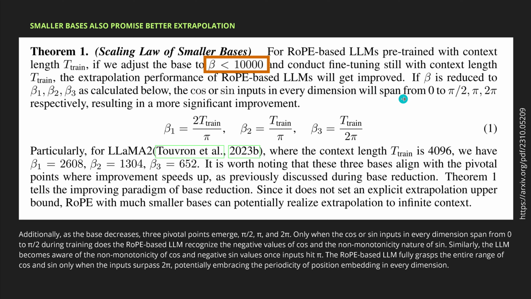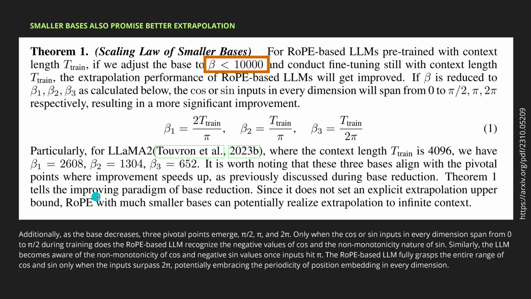And if we have particular, you remember we have the cosine and the sine, if we have particular points, we have 3 points of half pi, pi, and 2 pi, then we have stable islands of improvement. And for the Llama 2, we can calculate here with the context length of 4K. We have these particular points at 2.6K, 1.3K, and 650. So this is real close to our 500 that we found just testing. So it is worth noting that these 3 bases align with the pivotal points where the improvement speeds up.